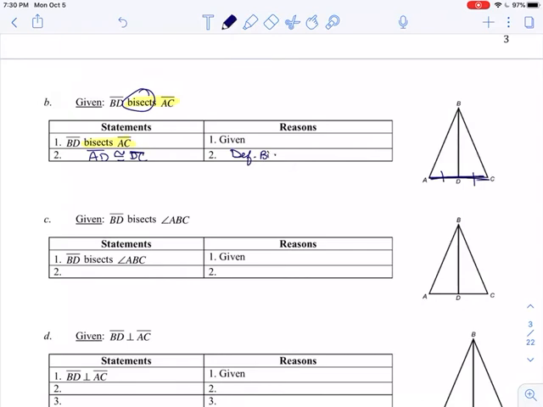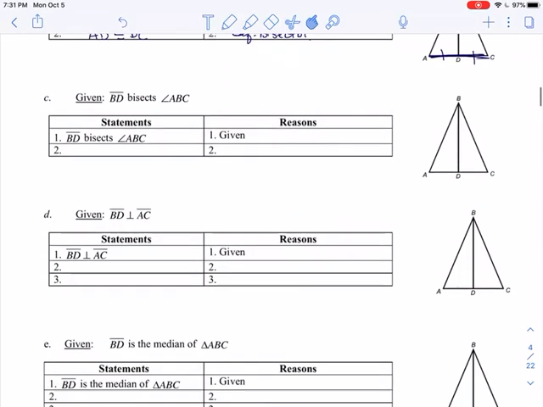I'm not going to say definition midpoint because I didn't have a midpoint in the given. I'm going to say definition bisector. A bisector is a line that intersects at the midpoint. And because it's intersecting at the midpoint, those two halves are equal to each other. All right, hopefully you're finding this easy enough.